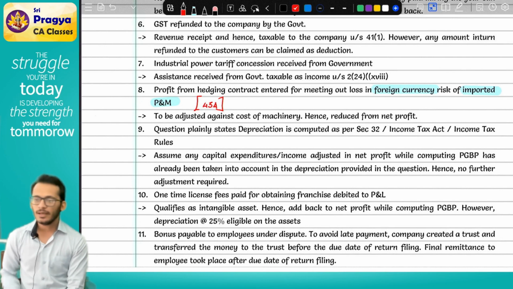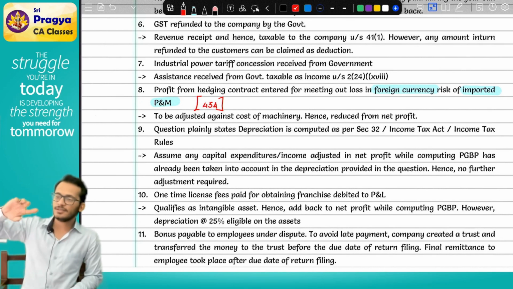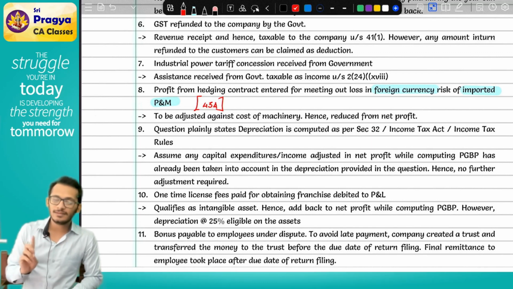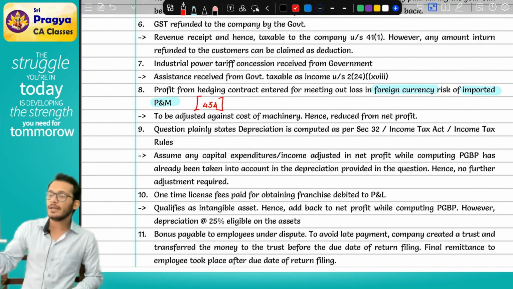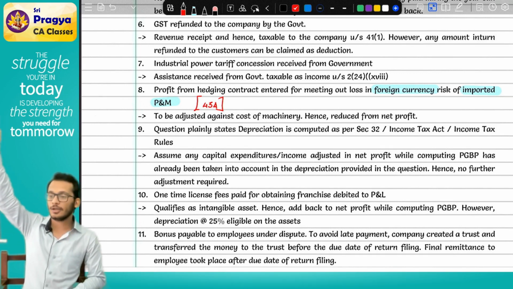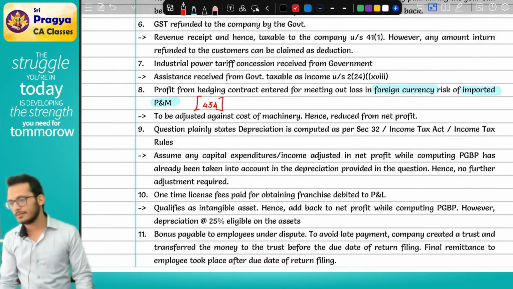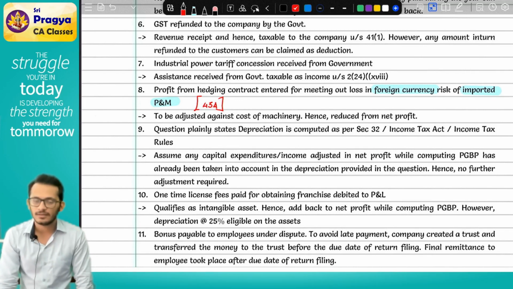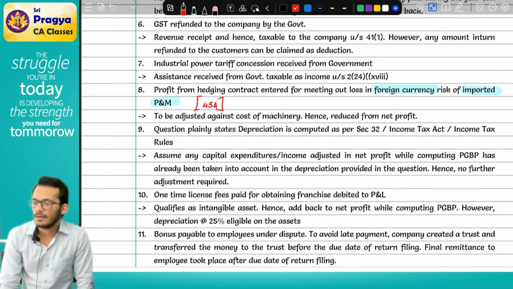Read English carefully. If the question simply says depreciation is as per section 32, you will assume every adjustment is taken care of. If the question says depreciation is as per section 32, ignoring any adjustment above, then you will give depreciation as per section 32, plus you will also consider depreciation on other capital assets. Depending on your English, the answer will change. Clear, not clear? Can we go forward?